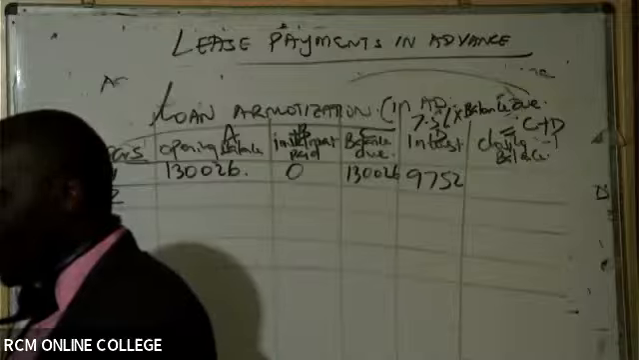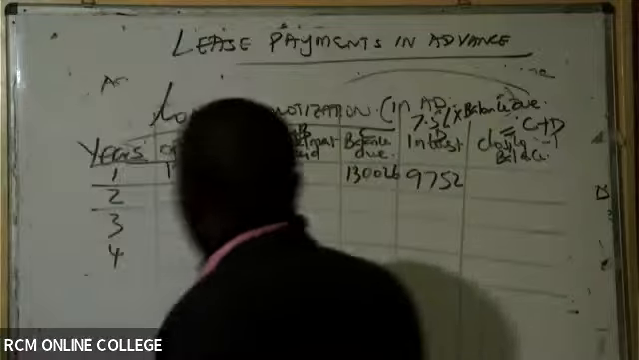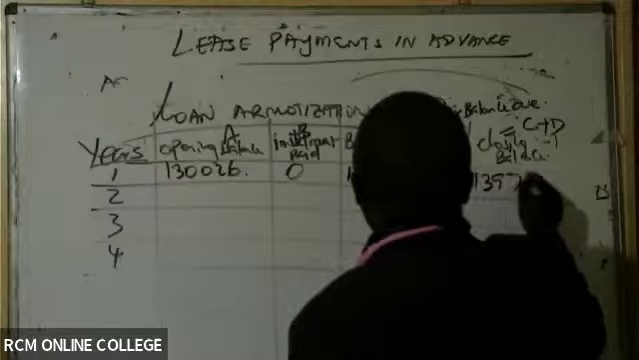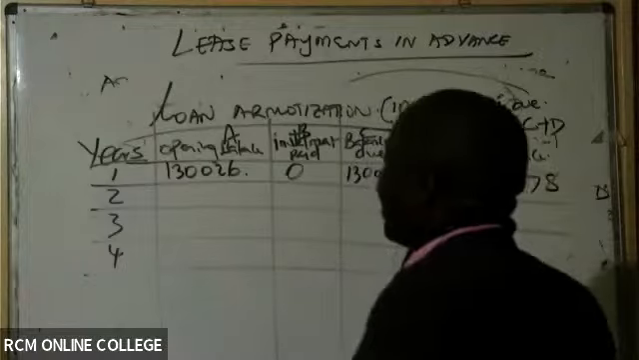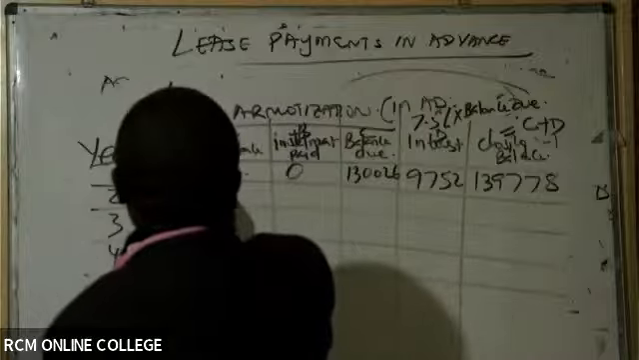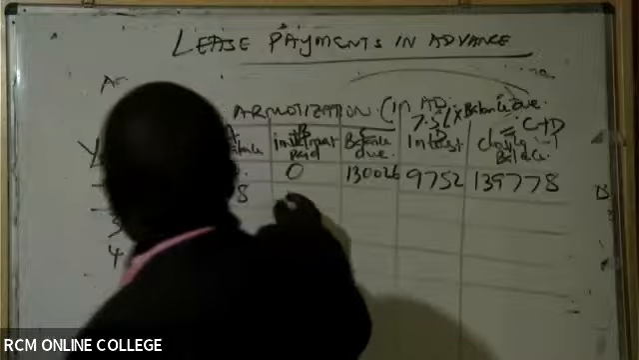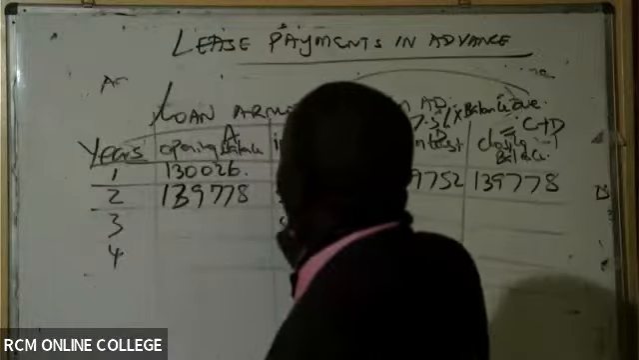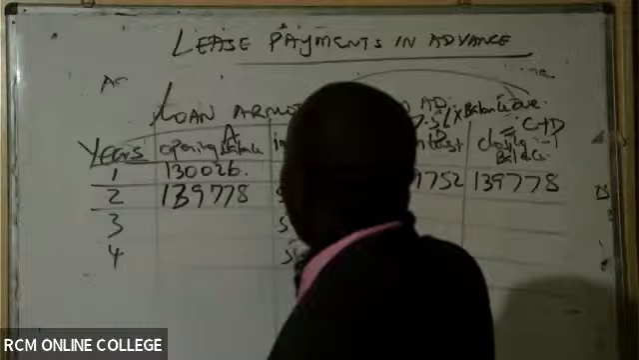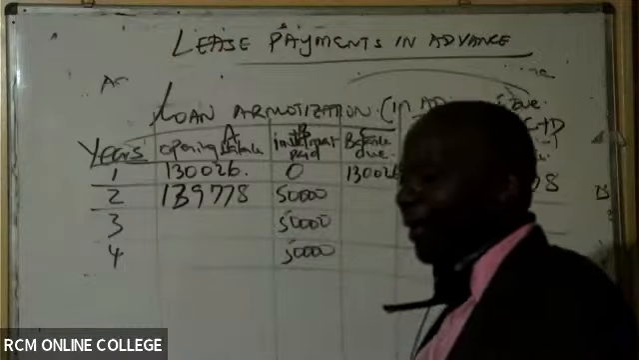What do we have, ladies and gentlemen, now? 139,778. So now this is your opening balance. So opening balance, you have 139,778. Now here you will pay 50,000. You will pay 50,000, 3 of them.